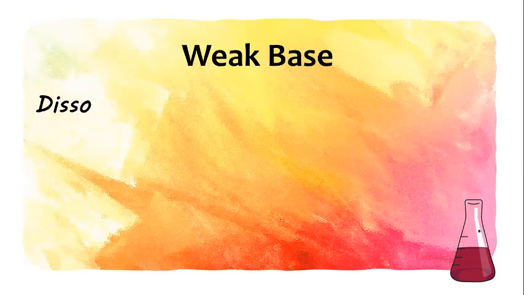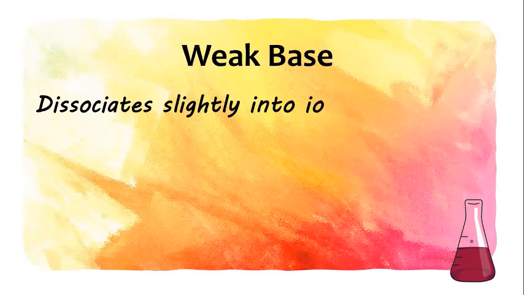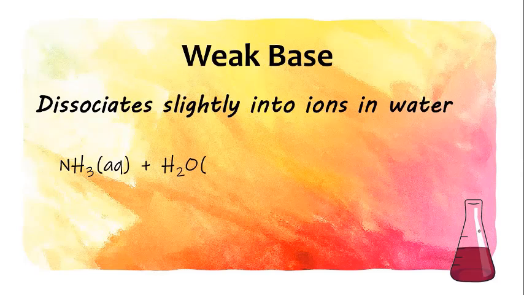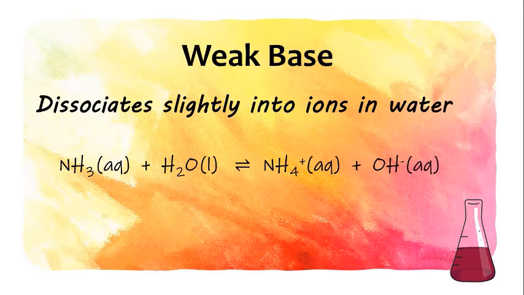Weak base. Weak base dissociates slightly into ions in water. For example, ammonia plus water produces ammonium ion and hydroxide ion. We also use reversible arrow to indicate a slight dissociation of a base.